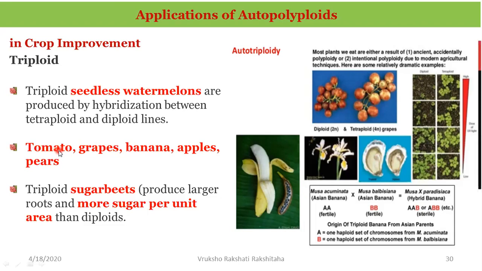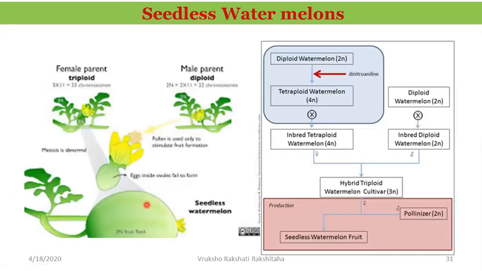So you have got triploid tomatoes, triploid grapes, bananas, apples, and pears. Similarly, we have got triploid sugar beets. Here, these beetroots have got more sugar per unit area as compared to the diploid.